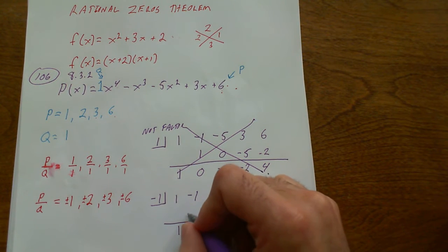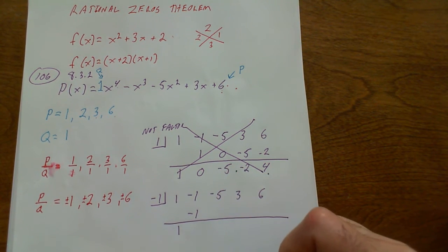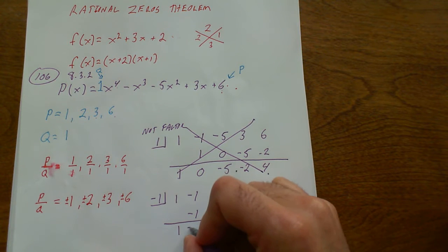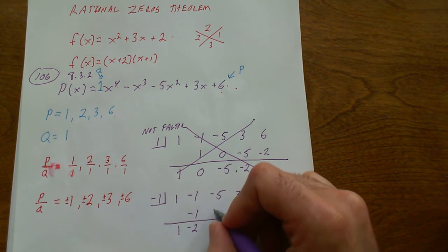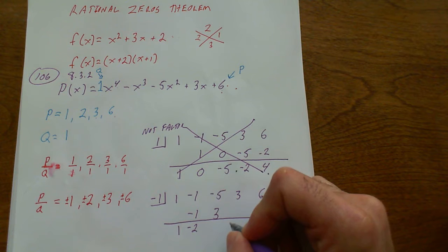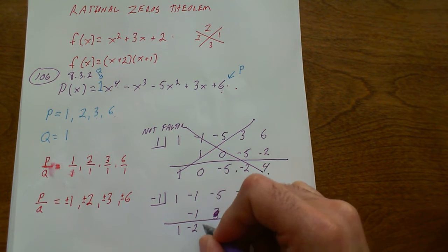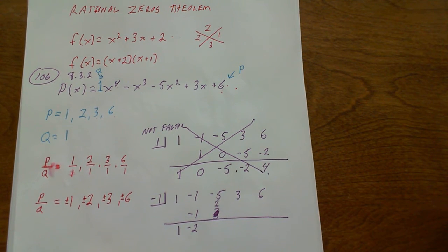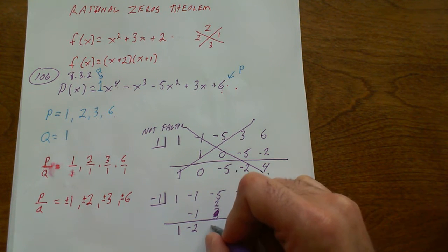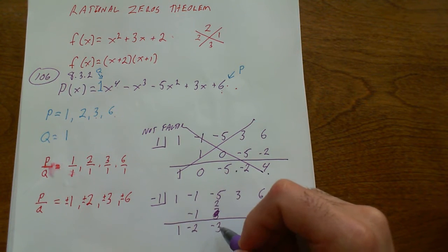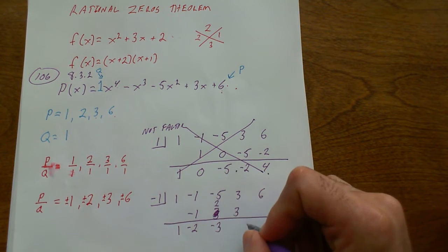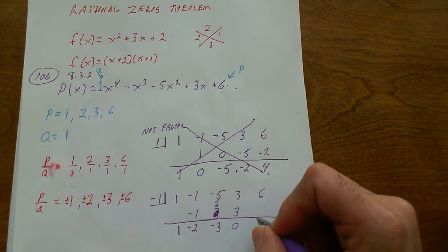Negative 1 times 1 is negative 1. Negative 1 plus negative 1, I'm adding these, is negative 2. Negative 1 times 2 is, sorry, not 3, negative 1 times 2 is 2. Sorry about that. Never do math in pen. Negative 5 plus 2 is negative 3. Negative 1 times negative 3 is 3.